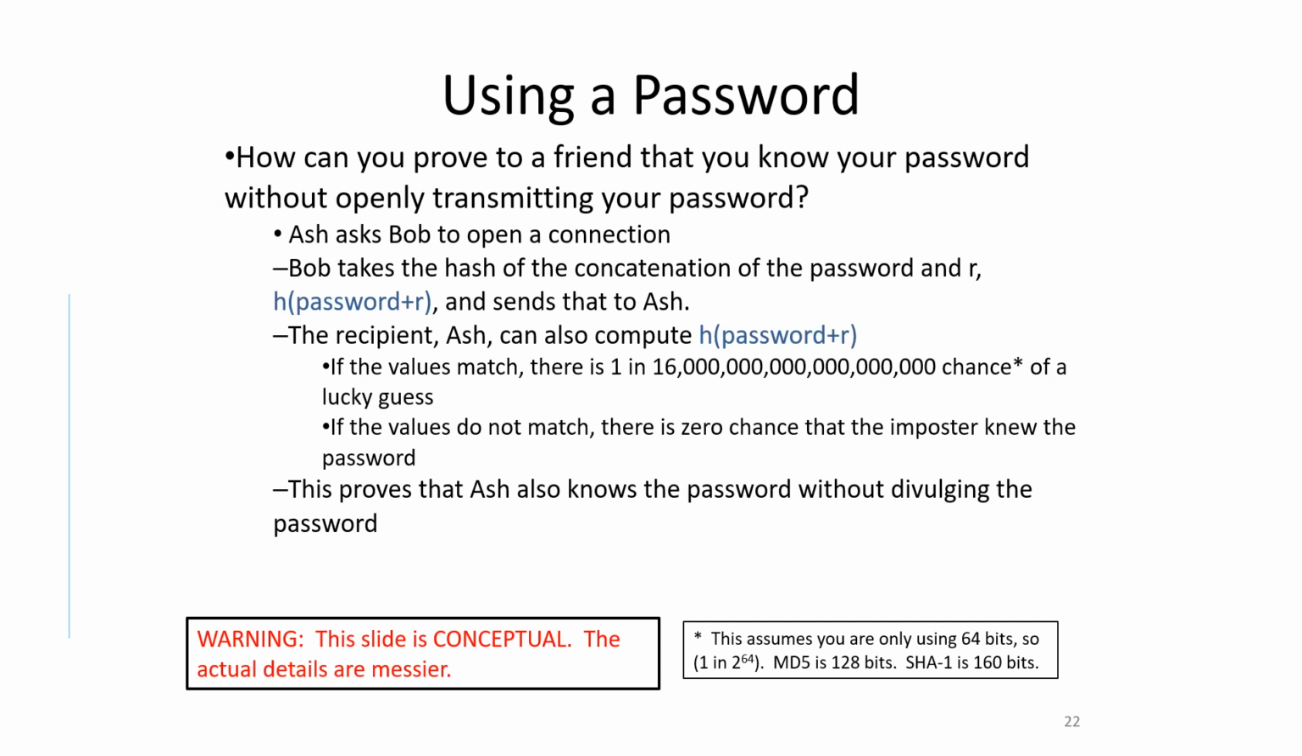So, Ash would like to talk to Bob. How does Bob know that he can trust that Ash knows the password? Well, you can't just transmit the password. That would be just stupid. Anyone would know the password.